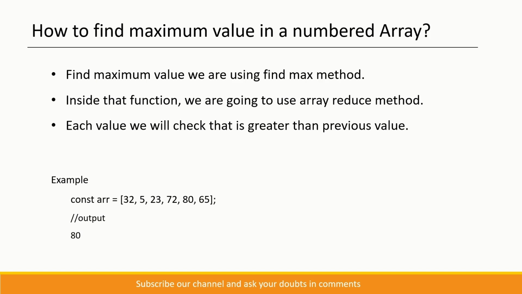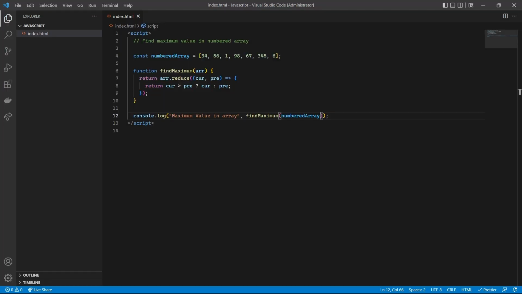So that final output is 80 because 80 is the maximum value in the above numbered array. So let's see how we are going to implement this at the code level. Yeah, this is the example. Here I have declared one numbers array constant variable with some random number values.